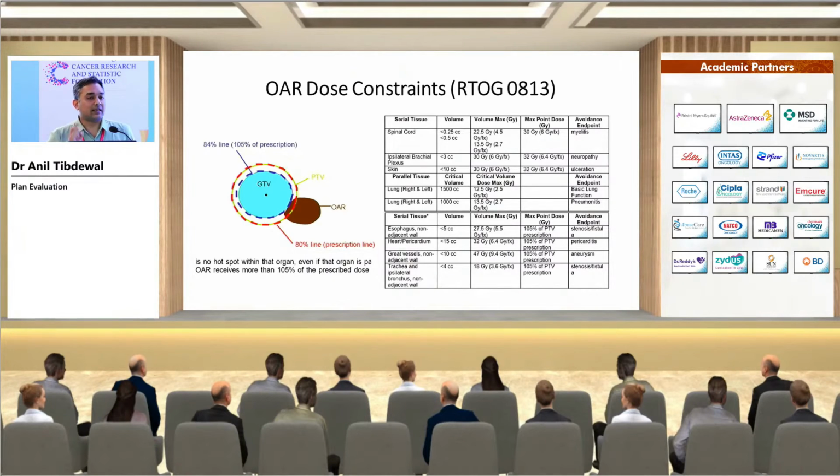This is the dose constraint that they have given for the central lung SBRT, because many times, if you are treating a central lung SBRT, there will be organs at risk very close in contact with your planning target volume. For the organ at risk, they have said that no hotspots should be within that organ. Even if that organ is a part of the PTV, no part of the OAR should receive more than 105% of the prescription dose. And they have given, for the spinal cord, ipsilateral brachial plexus, lung, esophagus, heart and pericardium, the dose per fraction and the maximum dose that should not be exceeded. You can consider this table.